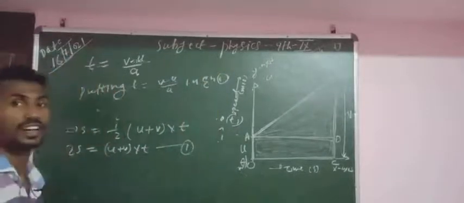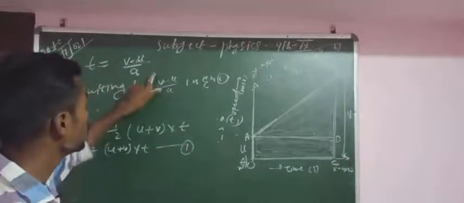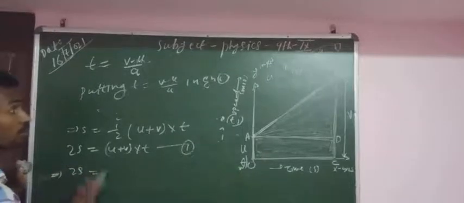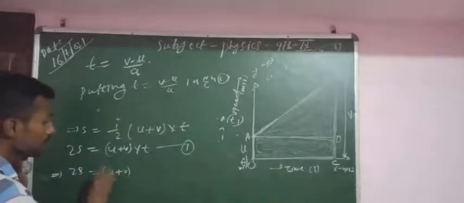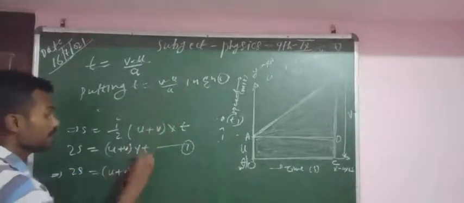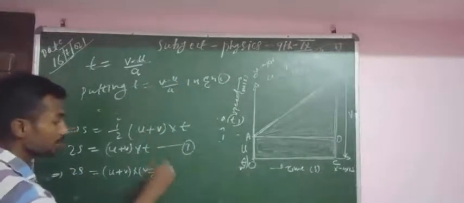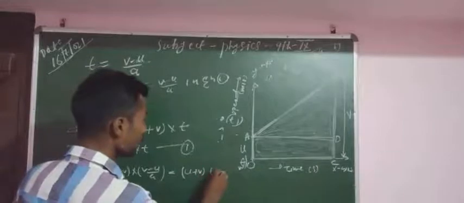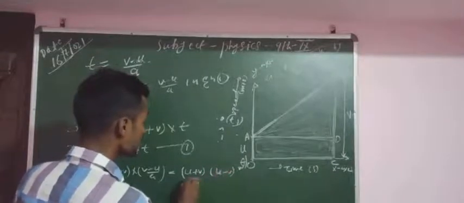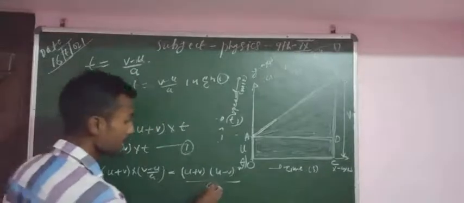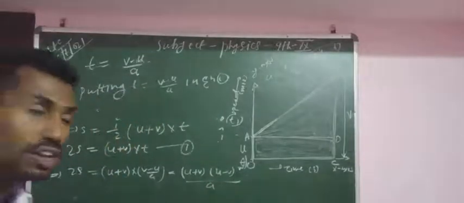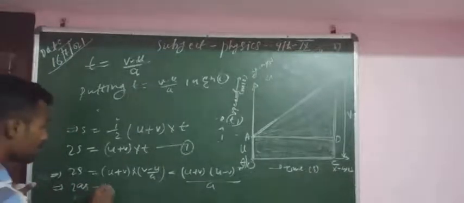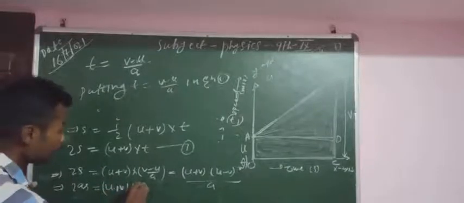So what will we do? We will put the value of t in equation first. That means 2s equals (u plus v) into the value of t, which is (v minus u) by a. That means (u plus v) and (v minus u), divided by a. So we will cross multiply, that means a into 2s. So finally we have 2as equals (u plus v) and (v minus u).